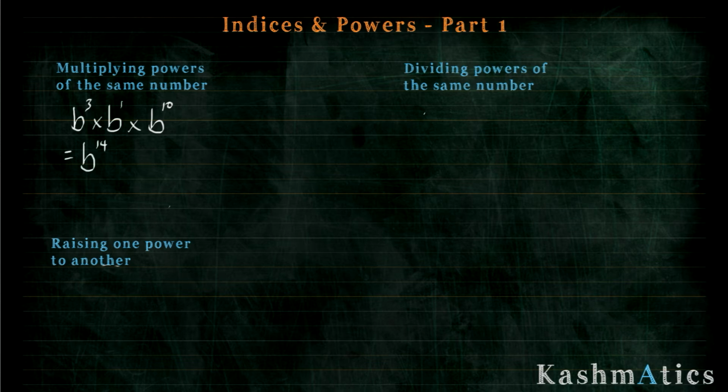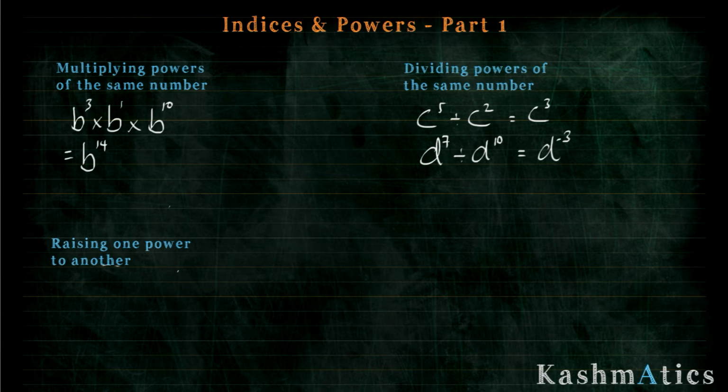Let's say here we have c to the power 5 divided by c squared. That would be 5 take away 2, which is 3, so c to the power 3. And if I had something like d to the power 7 divided by d to the power 10, I need to do 7 take away 10, which is minus 3, so that would be d to the power minus 3.